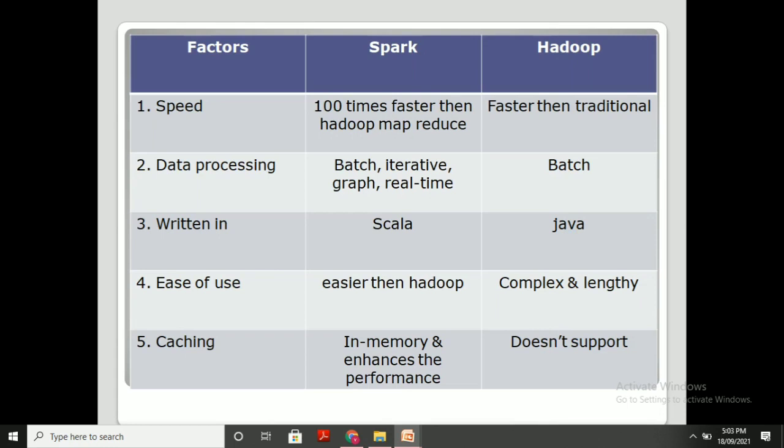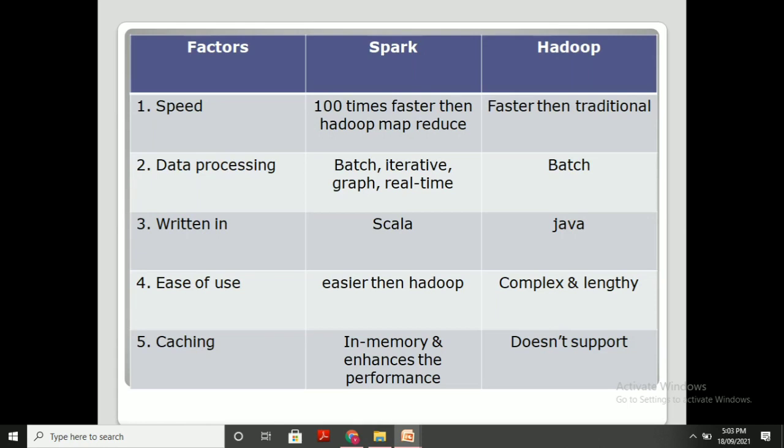Hadoop is complex and lengthy since we have to write three pieces of code in Hadoop, that is the mapper, the reducer and the main program. Whereas in Spark the code is also less and it is easier than Hadoop and easy to understand for the user also. So it is user friendly as compared to Hadoop.